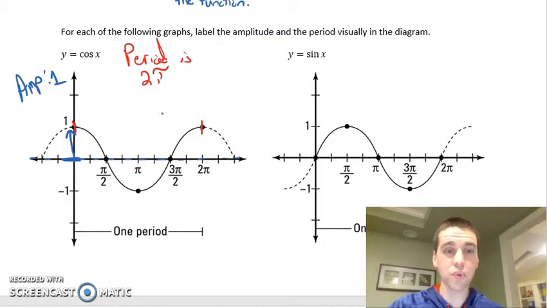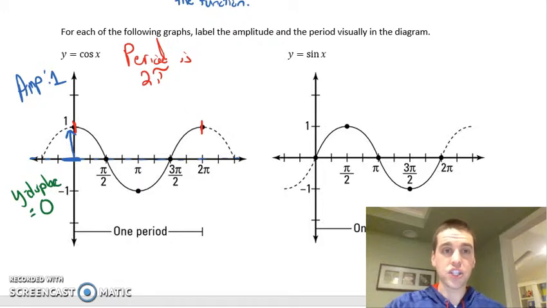And the last one is the y displacement. The y displacement is the midline. It's at 0, so there was no y displacement. We did not move it up or down. The midline is on the x-axis, and therefore the displacement is 0.